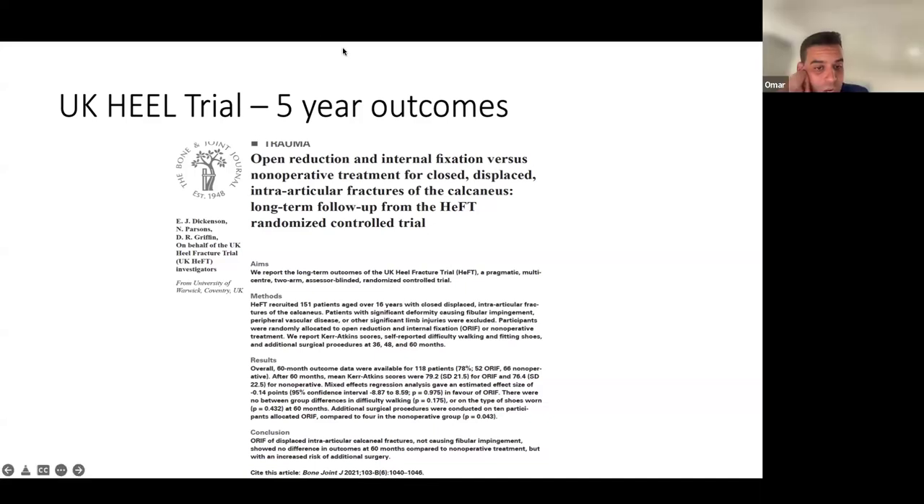I mean, 60 months is a long term. I disagree with that. I think 60 months is very good. 60 months for 118 patients, that's a good study.